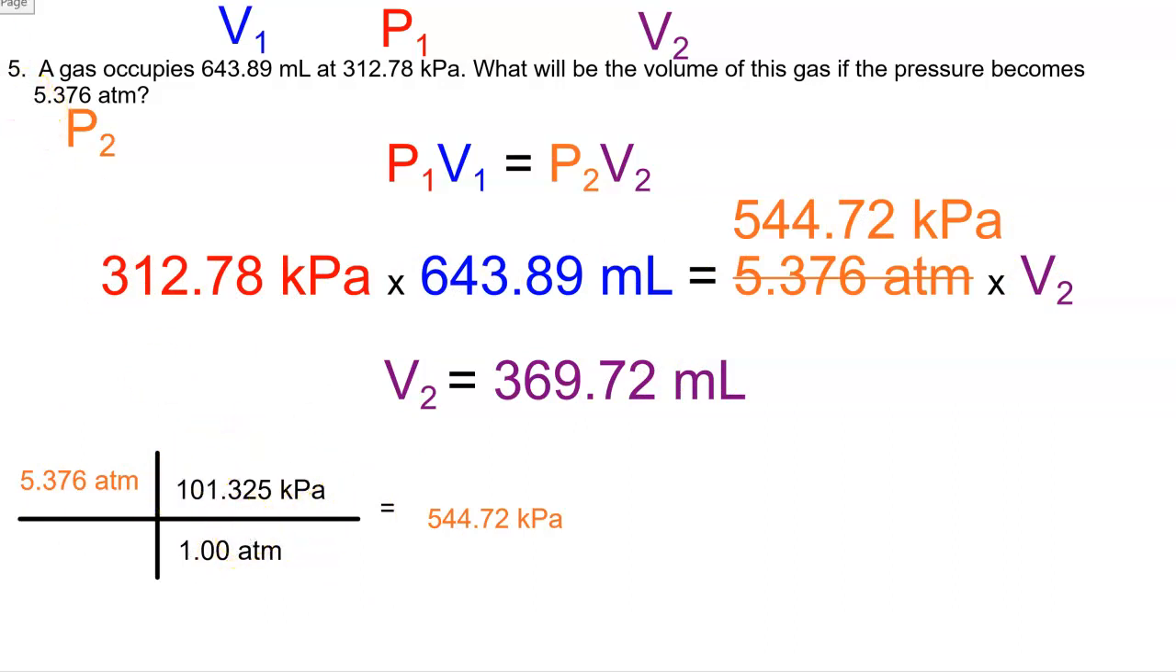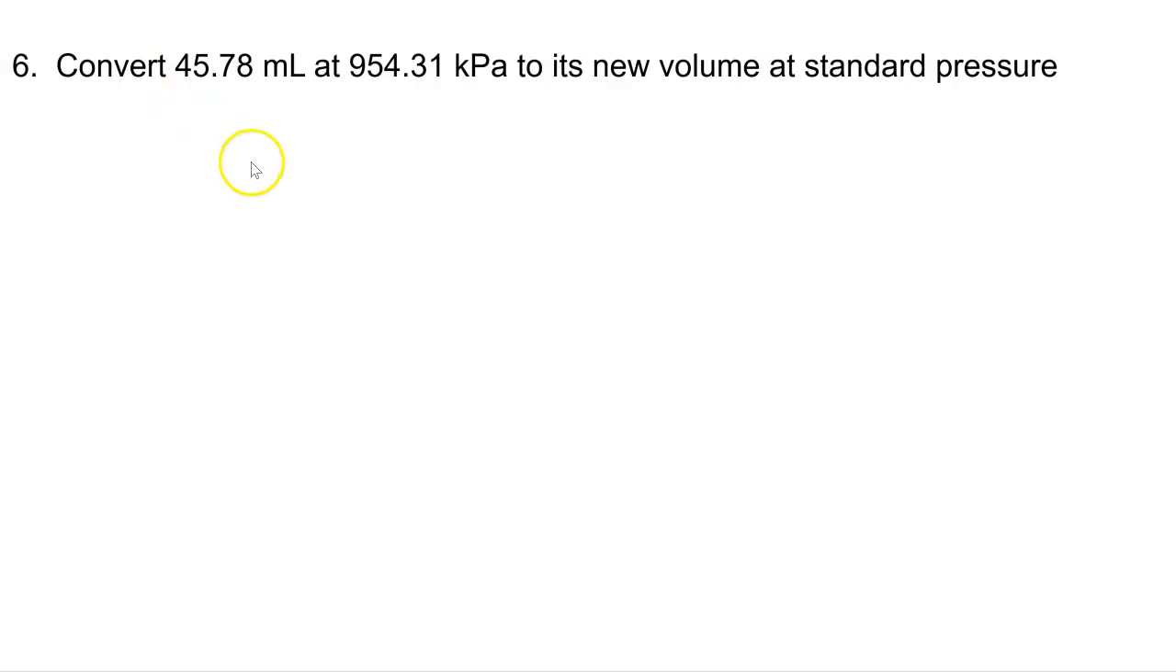Okay, now we're going to go on to example number 6. In example number 6, go ahead and read that to yourself and try to label things. So pause the video and try to label things as either P's, V's, or T's. We labeled this as volume because of milliliters. Saw this next number, and it is a pressure because of KPA. We're trying to get to this new volume at standard pressure. So new volume is what we're solving for at this pressure.